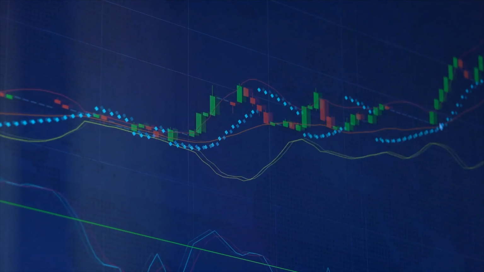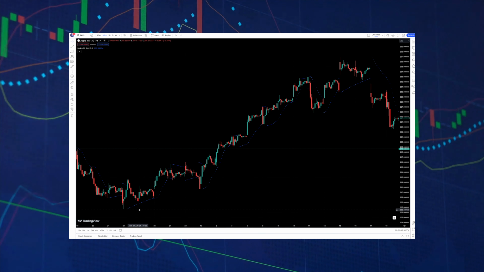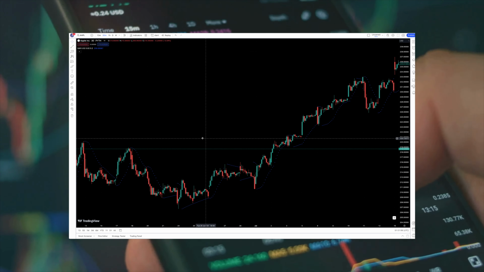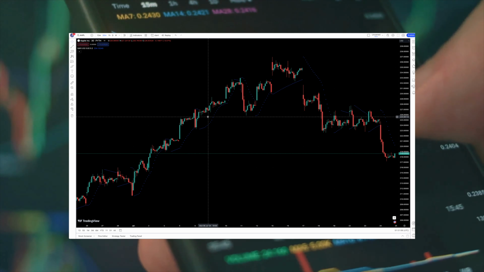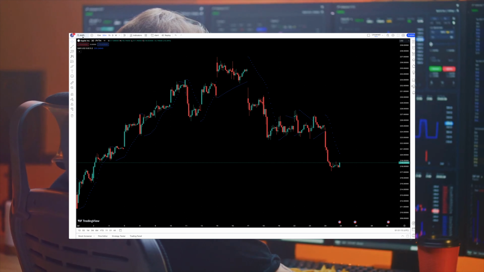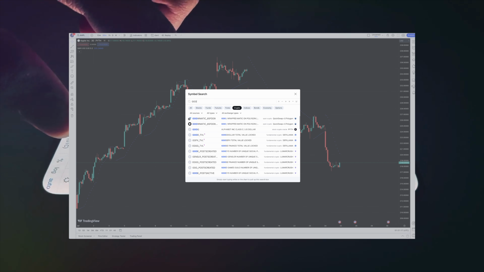Entry points. For long positions, enter a trade when the Parabolic SAR dots move below the price, indicating the start of an uptrend. For short positions, enter a trade when the dots move above the price, signaling a potential downtrend. Exit points. Close your long position when the dots move above the price. Close your short position when the dots move below the price.